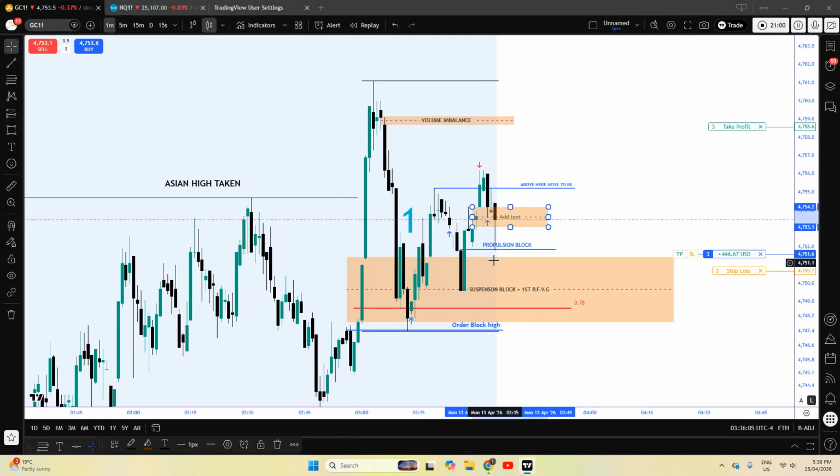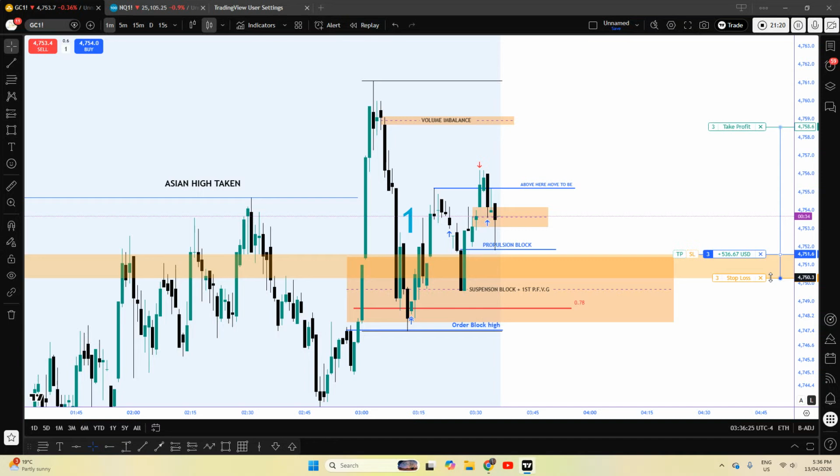So that is something to note. When you have a propulsion block like this, it should always keep the prices high. It pushes it. And what price is that? That is 4750. So this 4750 is a psychological price level, where big institutions would be located.